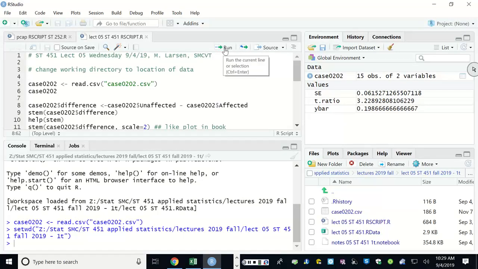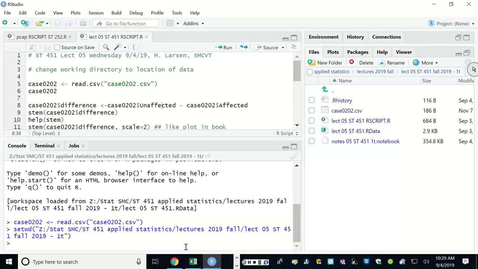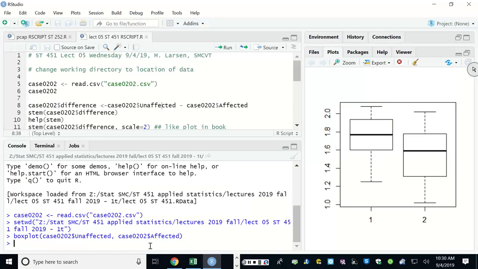Let's look at the differences. For instance, we could make this big. We could compare the groups. There's a box plot. We can look at what is the outcome? Difference. Oh, right, there's unaffected, case 0202. Unaffected, case 0202. Affected. Let's see. So that does 1 and 2.